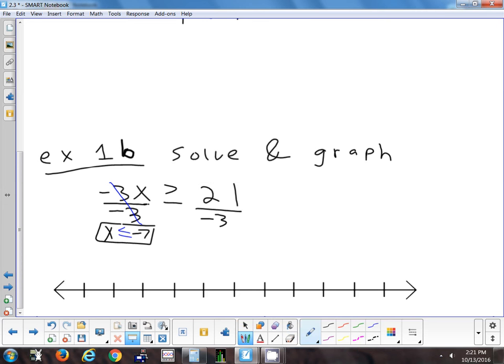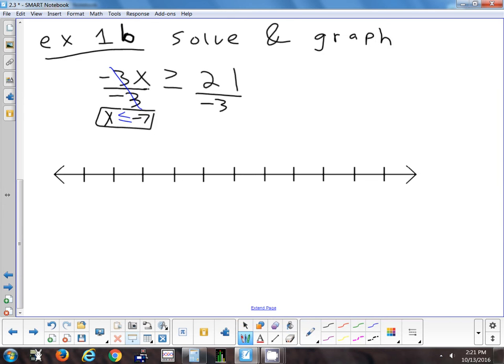All right. So now let's finish this up and graph it. Let's do our number line.